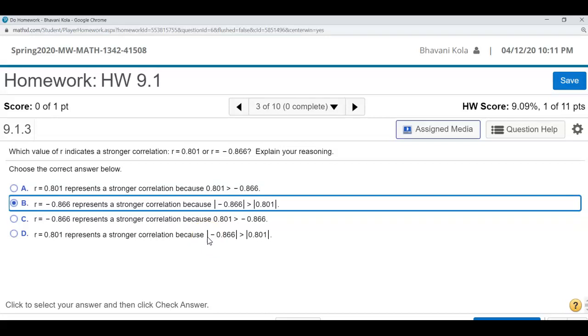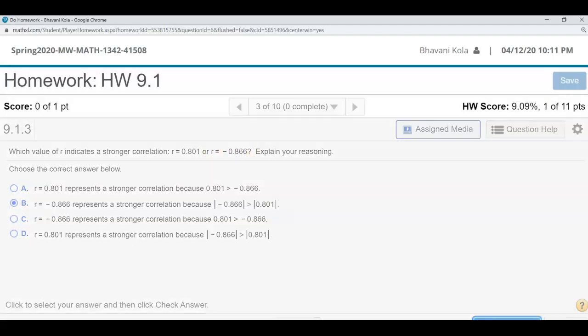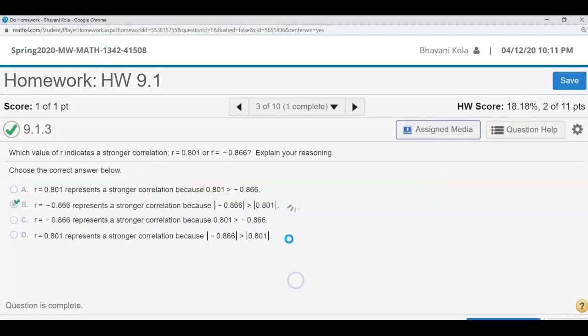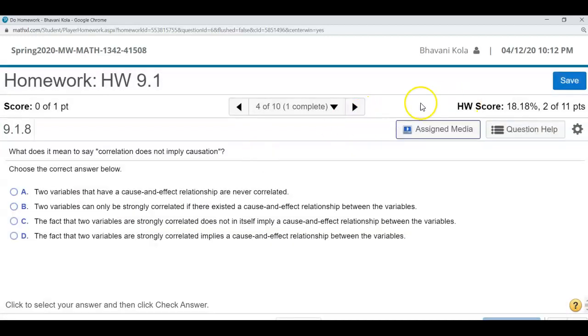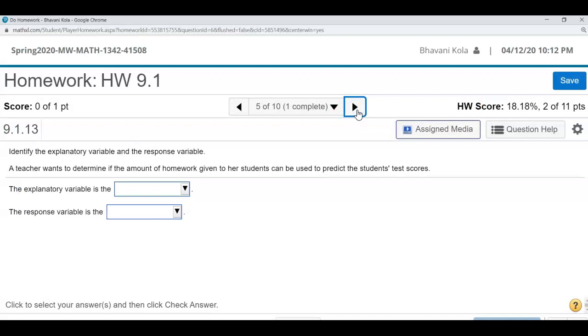Remember, I'm only asking you whether it is a strong correlation. I'm not asking if it's a strong positive or strong negative. So it's a strong correlation, and you only take the absolute values. We will come back to this one later.